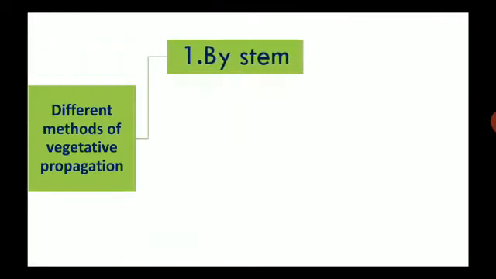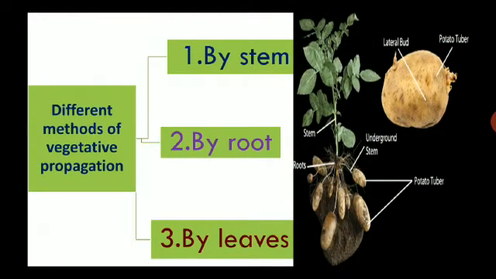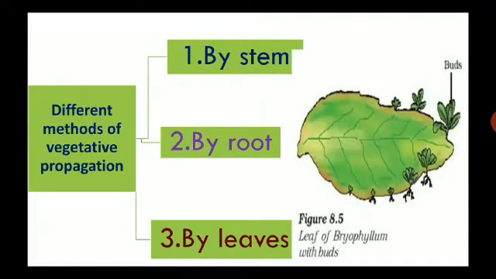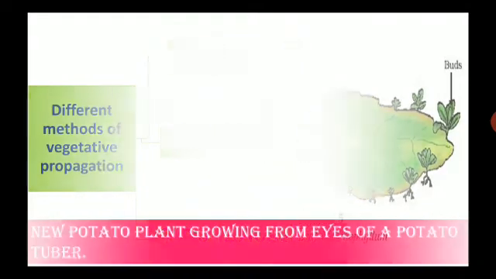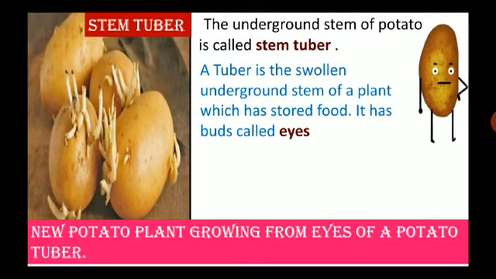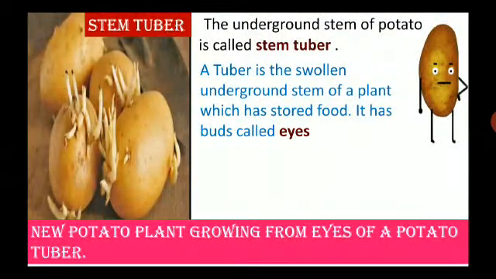Different methods of vegetative propagation are by stem, by root and by leaves. Potato is an example of vegetative propagation by stem, sweet potato by root and bryophyllum by leaves. Now, let us discuss them one by one in detail. First of all, let us discuss vegetative propagation by stem.